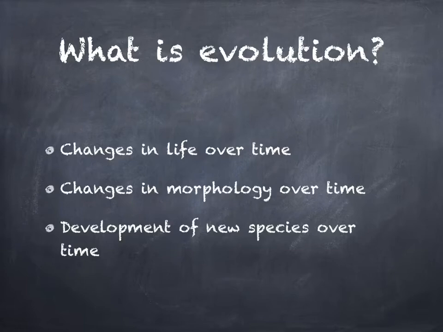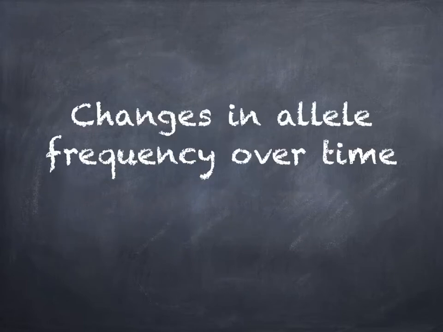Changes in living things over time, or changes in the morphology, which is the shape and structure of an organism over time, or maybe the development of new species over time. And while these changes are all part of evolution to various degrees, the best way to understand evolution from a scientific perspective is to think about evolution as a change in allele frequency over time.